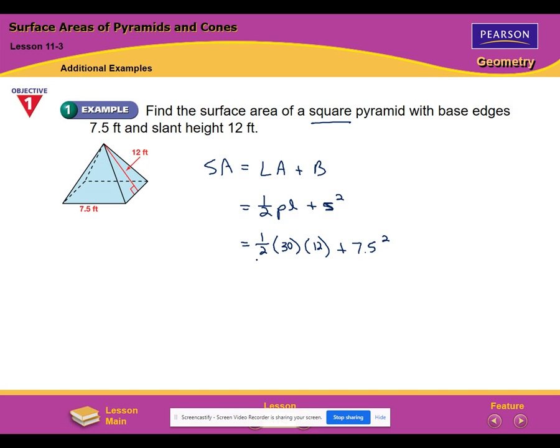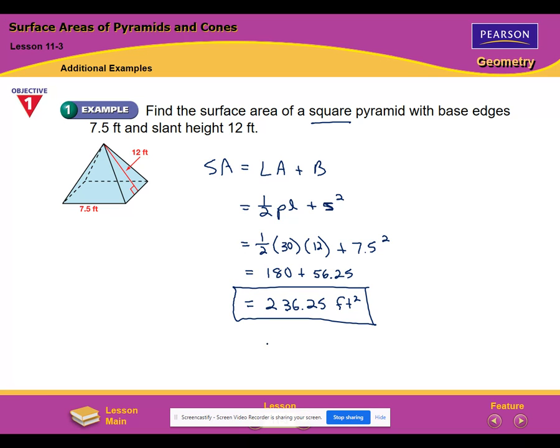Okay? And then use your calculator if you need to. Half of 30 is 15 times 12 would be 180. 7.5 squared, I remember, is 56.25. And then as you add those up, that would be 236.25 feet squared. We're still dealing with area. It's a surface area. And when we're dealing with area, the units are not cubed, they're just squared, feet squared.